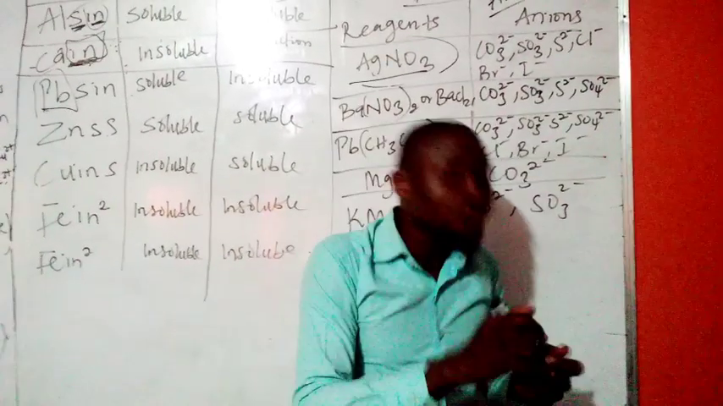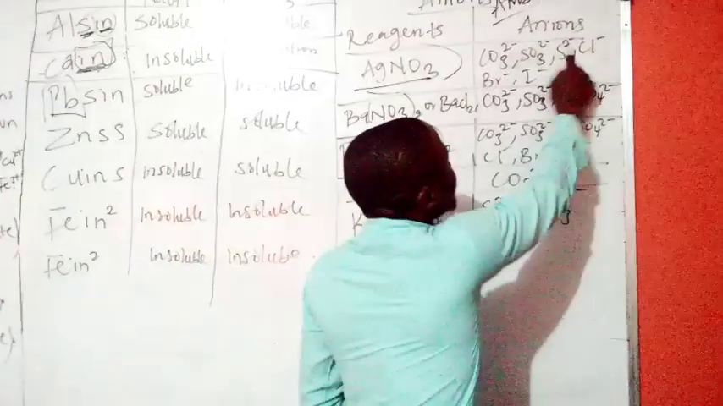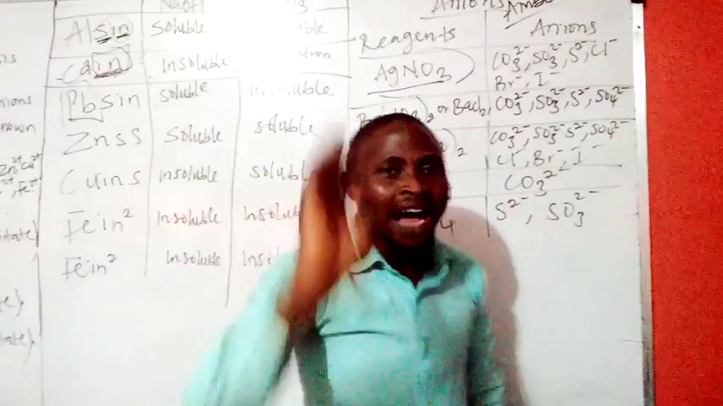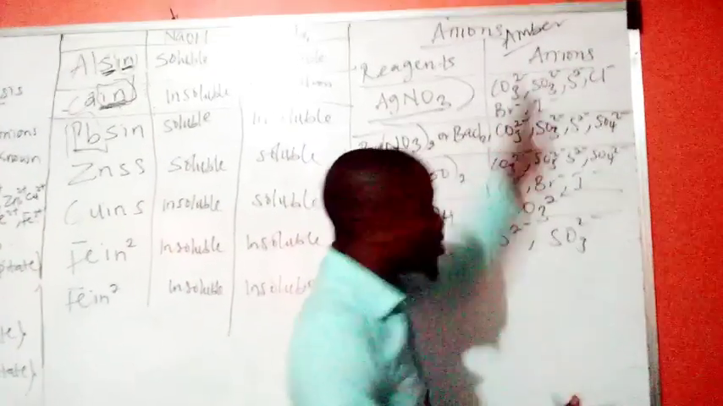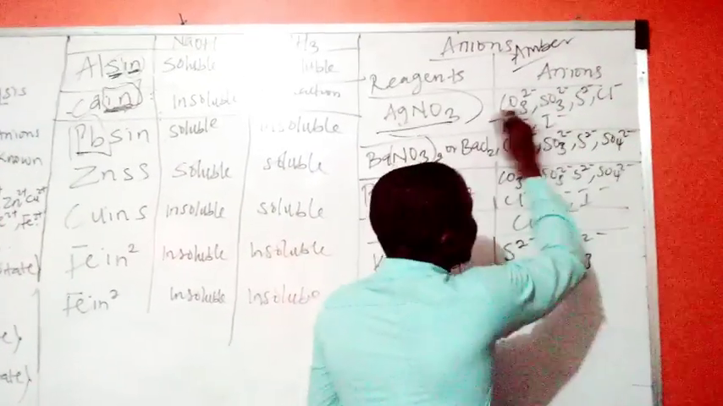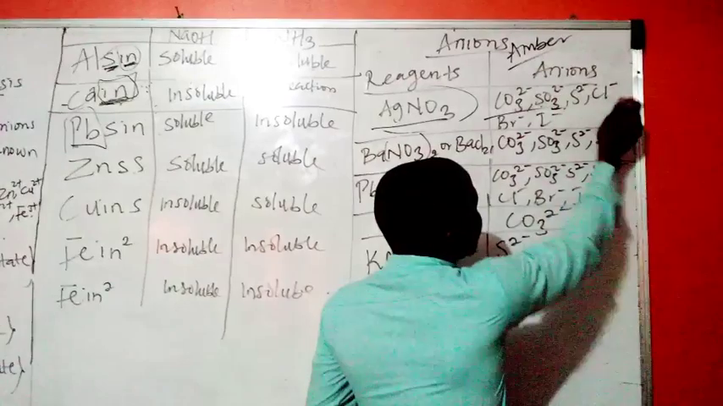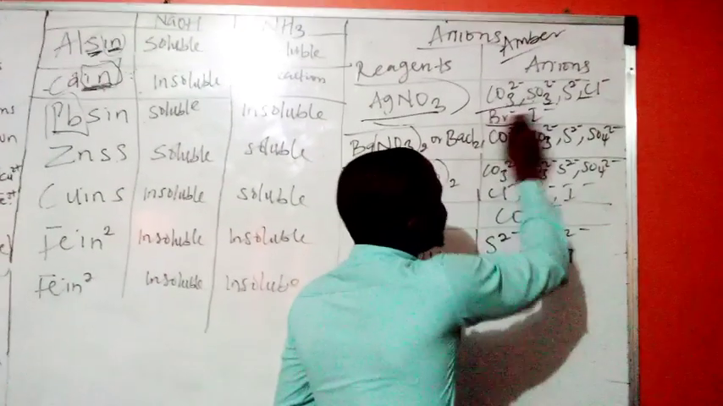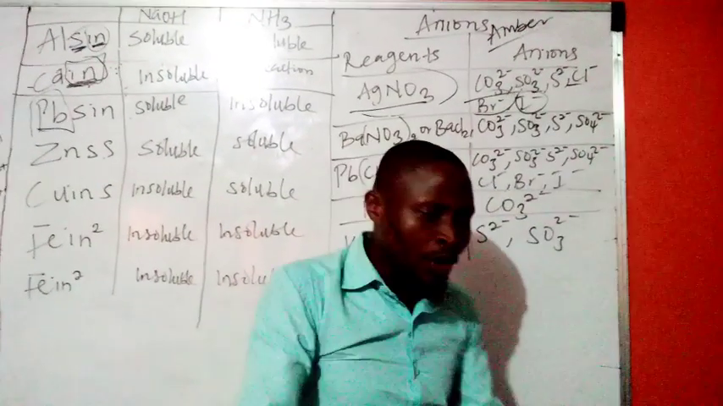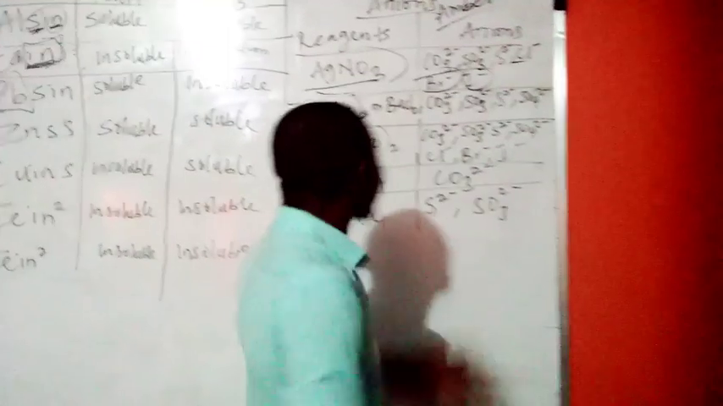You can use silver nitrate to test for any of these 6 anions. When we get there, I'm going to quickly explain it. These ones are white precipitate, white precipitate, white precipitate. This is reddish brown, and this is violet. So when we get there, we are going to explain it.